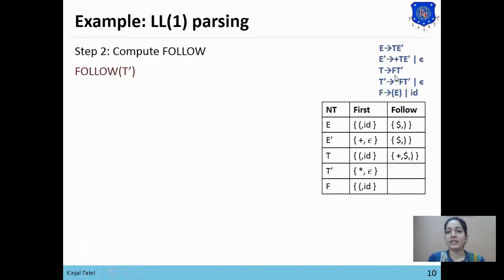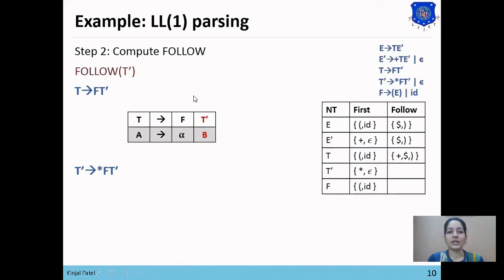So we'll find the T dash symbol on the right hand side. In the third statement and in the fourth statement T dash is present. So we will take both statements and apply the rule. First we'll apply the rule for T produce Ft dash and compare it with the statement of the rule. As it matches with the statement A produce alpha B, we will apply rule 3, which says that if no symbol is following T dash, then follow of T will be added in follow of T dash.